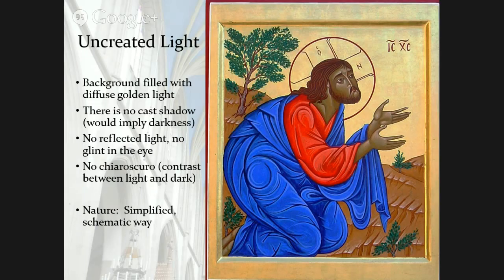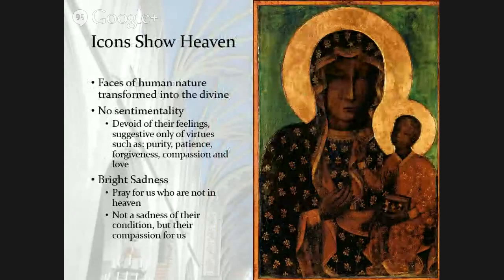I talked about some of these things, about the uncreated light that's everywhere, the gold backgrounds, so you're not going to see a whole lot of scenery. And the scenery that you do see is going to be simplified, almost geometric at times. There's no reflected glint in the eye. There's no contrast between light and darkness, no shadows. So the Black Madonna that we saw last time, Our Lady of Czestochowa, is definitely an example of an icon.